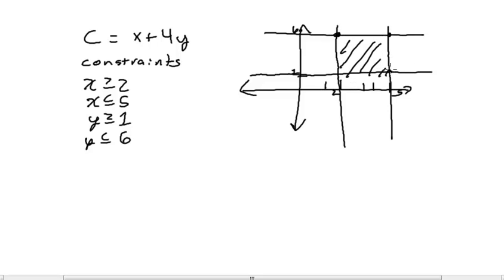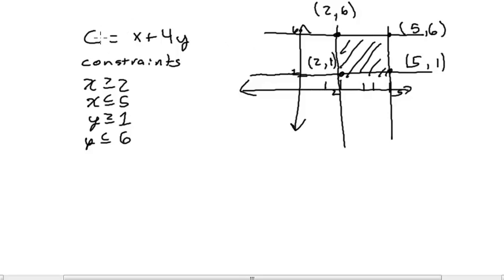Now we need to figure out the coordinates of our vertices. This vertex had x equal to 5 and y equal to 6, because this was the line x equals 5 and this was the line y equals 6. This vertex has the coordinates x is 2 and y is 6. This vertex has the coordinates x is 2 and y is 1. And this vertex has the coordinates x 5 and y 1.